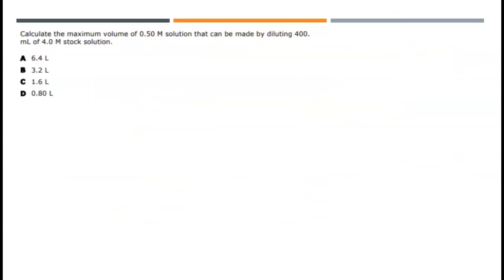It says, calculate the maximum volume of a 0.5 molar solution that can be made by diluting 400 milliliters of a 4.0 molar stock solution. So how do we do this? We're going to calculate the maximum volume. So notice how it says 400 milliliters of 4.0 stock solution. So we're going to call this one M2, and this is our V2 because it's 400 of that one. Technically, these are your M1, V1, but it's okay. It's still going to work out.